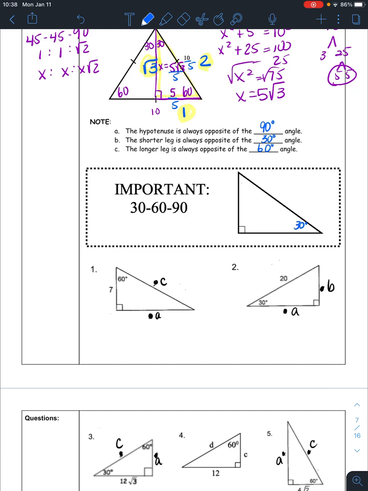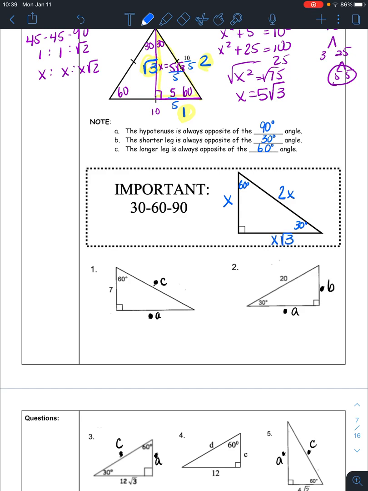So if this angle is 30 degrees and this angle is 60 degrees, then this is what is important to remember: because of those ratios that we discovered a second ago, we know that the short side will always be labeled x. We know that our hypotenuse will always be labeled 2x, and our long side will always be labeled x root 3.